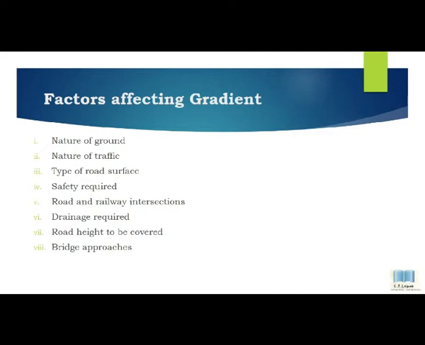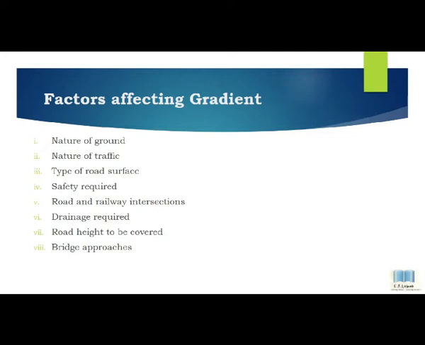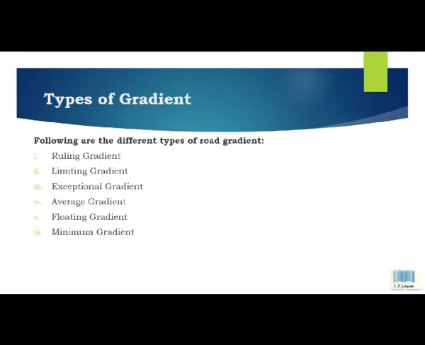The drainage which can be provided to the road, or the capacity of that drainage, also affects the gradient of the road. Then the next is road height to be covered. The height of the road to be covered also affects the gradient. And last is bridge approaches. How many bridge approaches or bridges are provided on that road also affects the gradient of the road. So these are the various factors which affect the gradient.